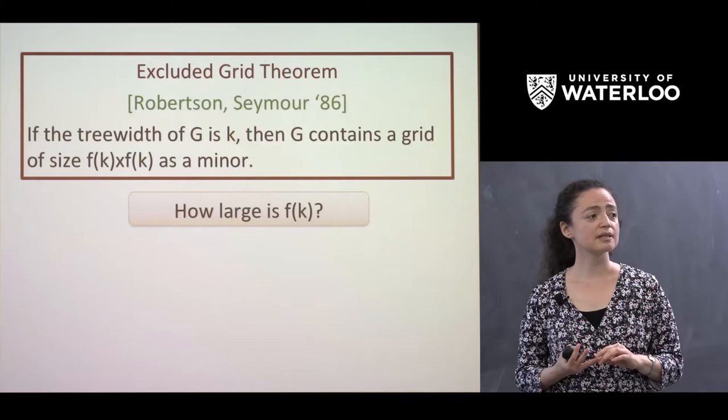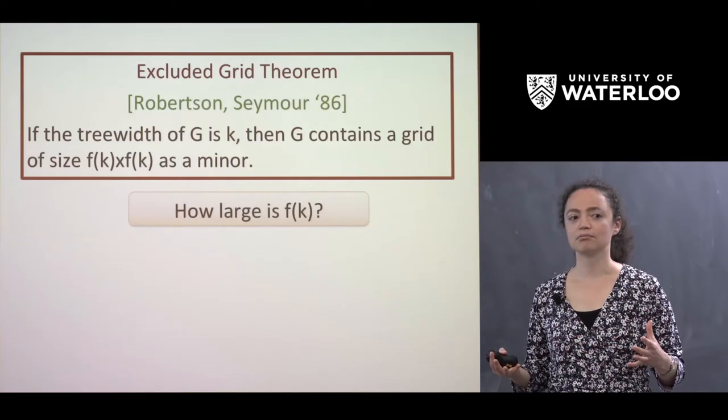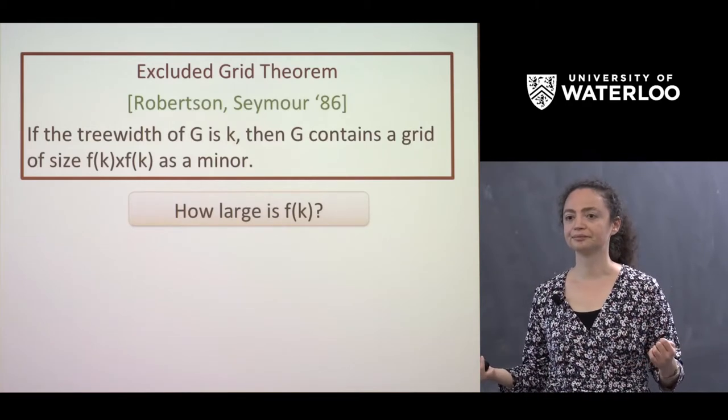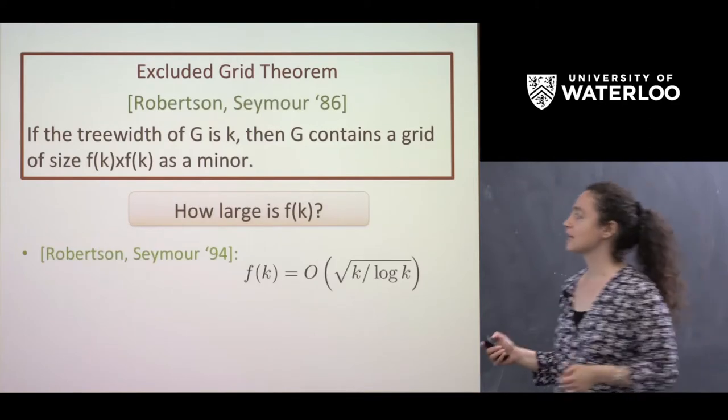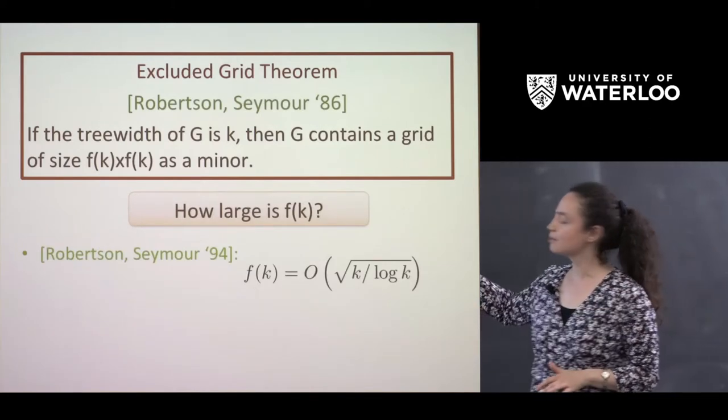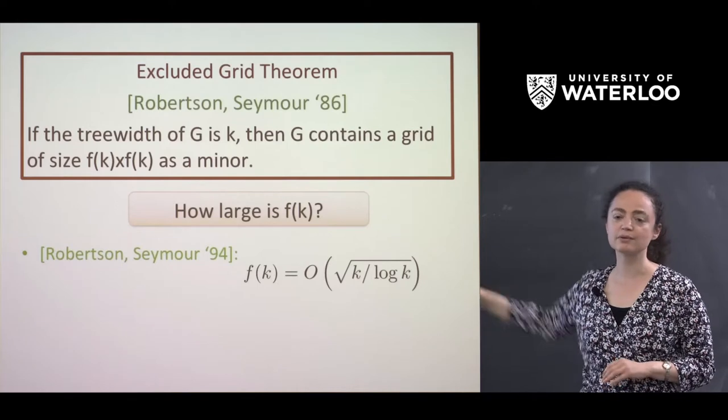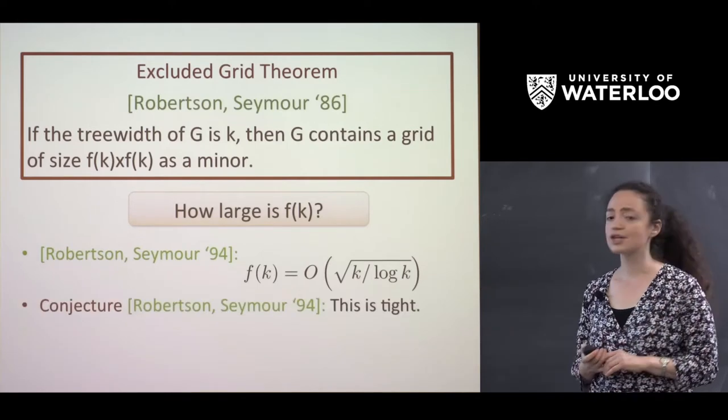So the first question is, what is the limit? How far can we even hope to push it? Robertson and Seymour showed, and this is not very difficult to show, that you cannot hope to get more than square root k by square root log k. And they conjectured that this is the right bound.